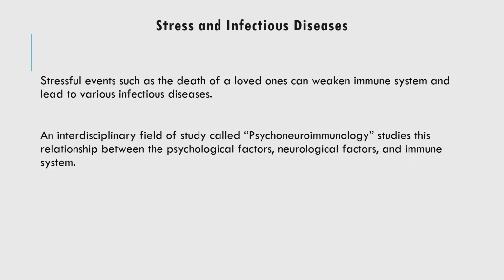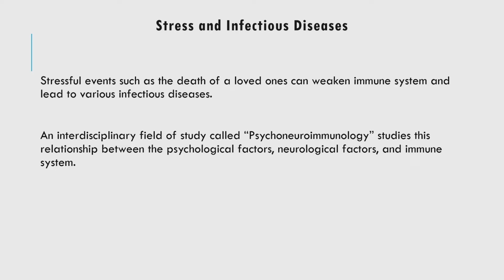And these are mostly communicable diseases, in the sense that this kind of diseases may get transferred from one person to another person, because it is basically caused by external agents who can be transferred from one person to another person. So that is why they are called infectious diseases or communicable diseases. Now stress can influence infectious diseases by influencing our immune system.